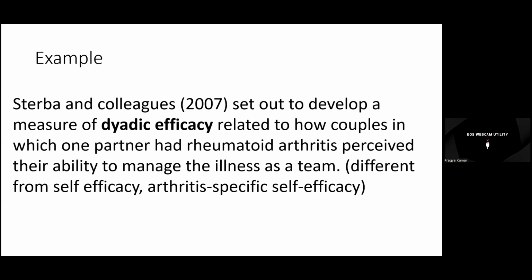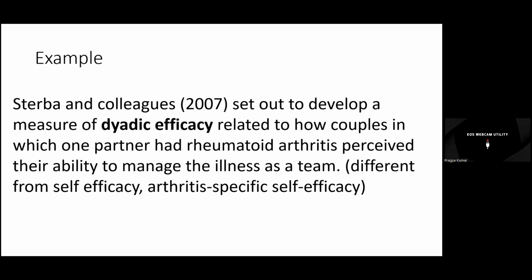So this is again one example which we have taken from that book. Turba and colleagues set out to develop a measure of dyadic efficacy. What is dyadic efficacy? It means that if there is a couple in which one partner has rheumatoid arthritis, how do they perceive their ability to manage the illness as a team? So dyadic efficacy was the construct.